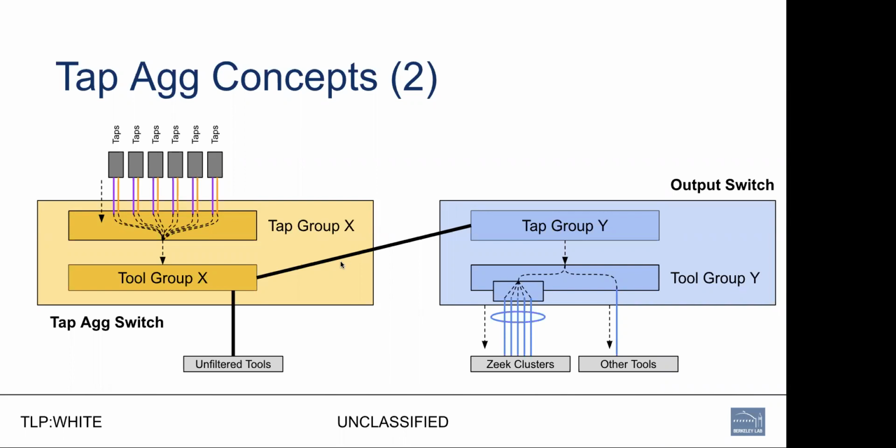And even though you can now do this in a single switch, we've preserved that design because it gives us more flexibility. We can send a completely unfiltered, unadulterated stream of traffic to tools that can accept it. We can also have multiple output switches if we want to test out different models of switches or different configurations on the switches, or just have redundancy if we want to be able to patch this switch and not take out all of our tools and have all the shields down.